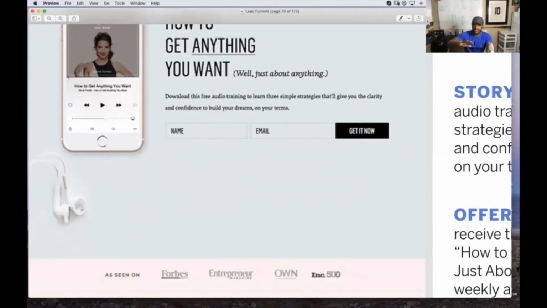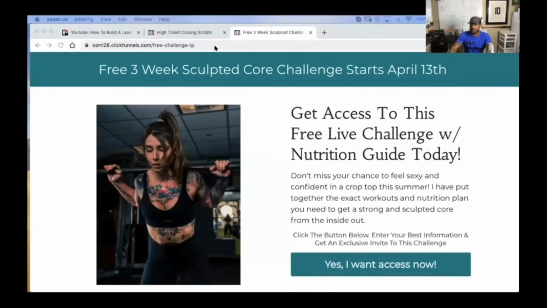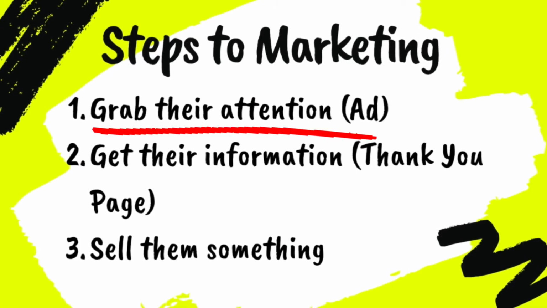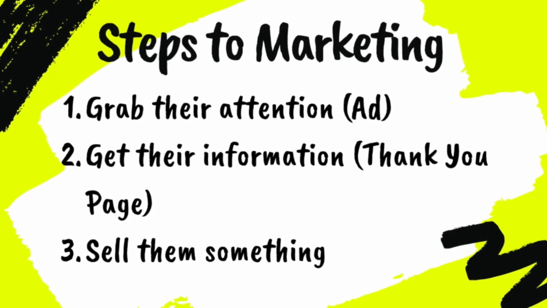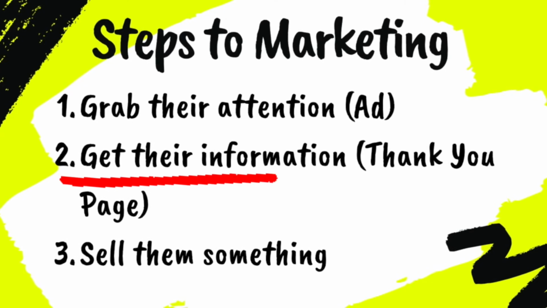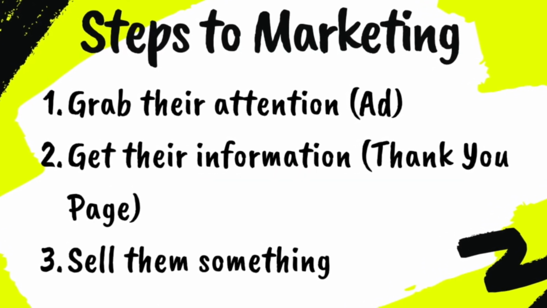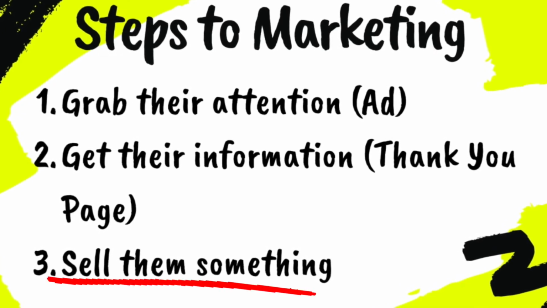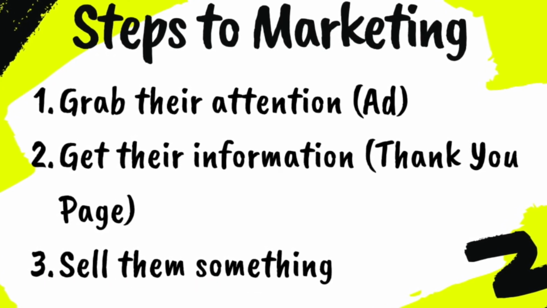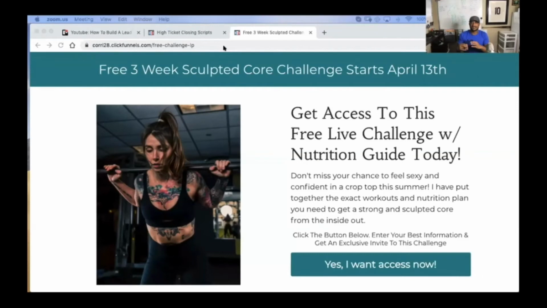Now, in the words of any marketer ever, when it comes to your marketing, there's 3 steps in marketing. Get someone's attention. Okay, that's your ad. You collect their information. That's the landing page. So we talk about traffic, landing page, and collect. And then you sell them something. 3 simple steps. Ad, get their attention. All right. Landing page, collect their information, and then sell them something.